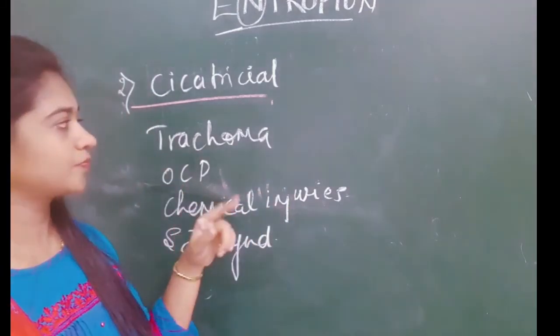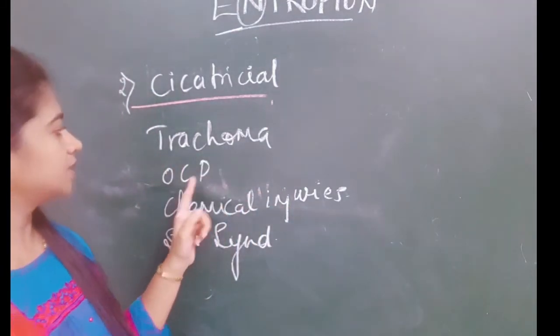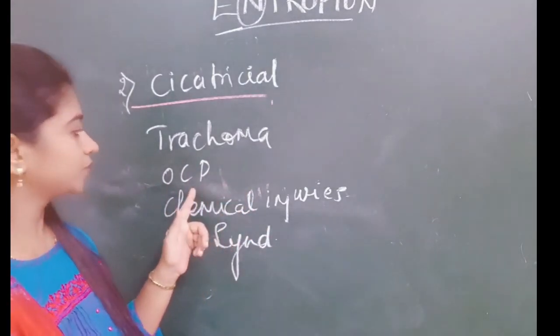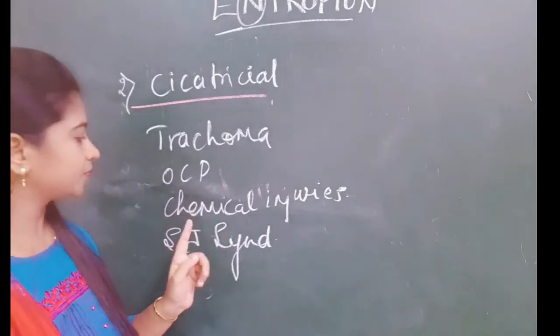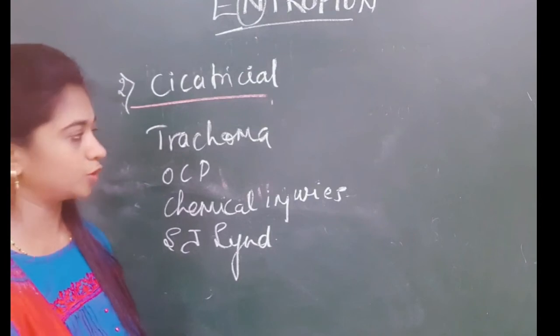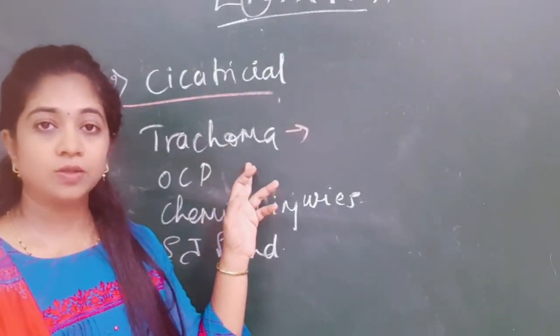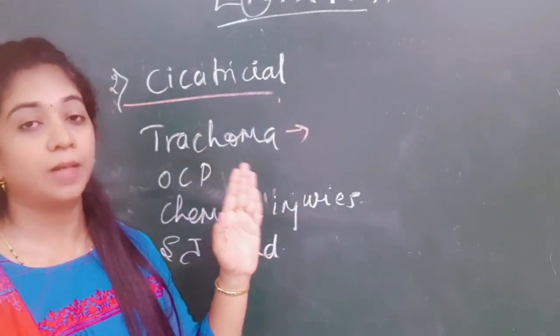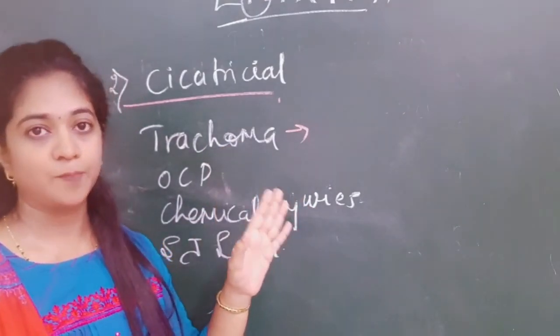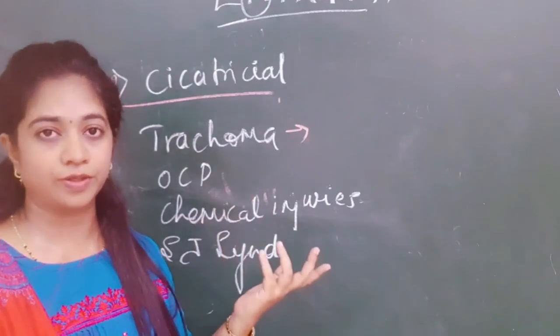So what are the causes? The causes are trachoma. This is the most common cause and leads to the severe type of entropion. Then ocular cicatricial pemphigoid, chemical injuries of the eyelids, and even Stevens-Johnson syndrome. Trachoma is important here because it is not only giving rise to changes in the palpebral conjunctiva, it is also leading to distortion of the tarsal plate because of atrophy or hypertrophy of the tarsal plate.